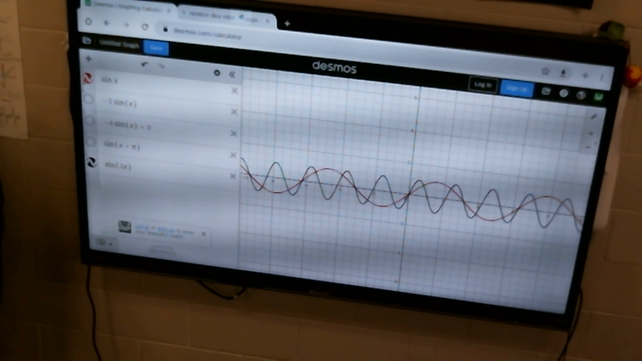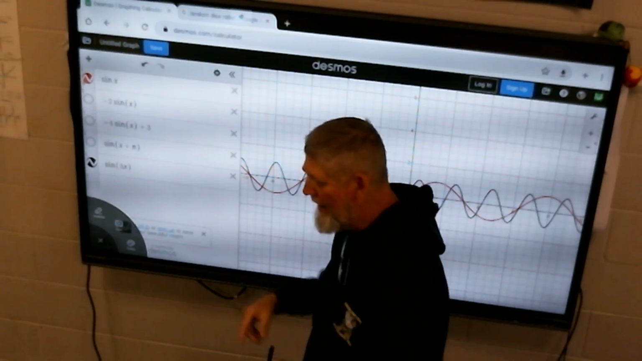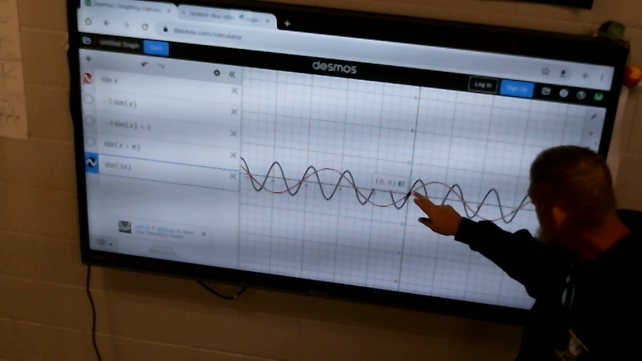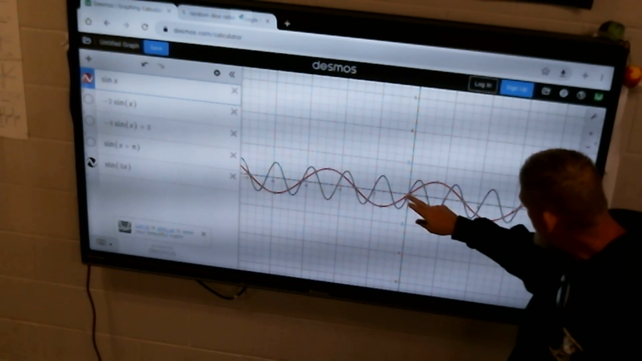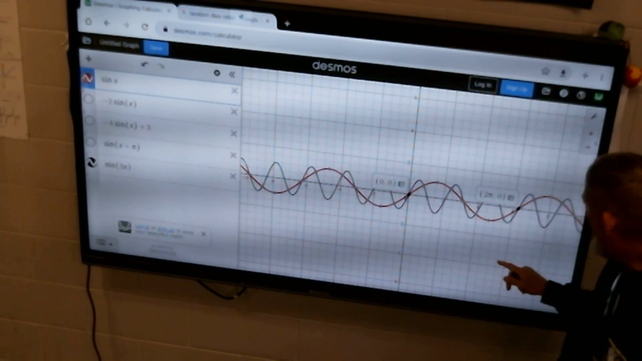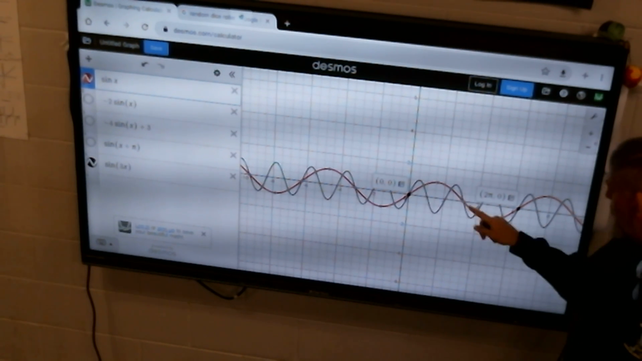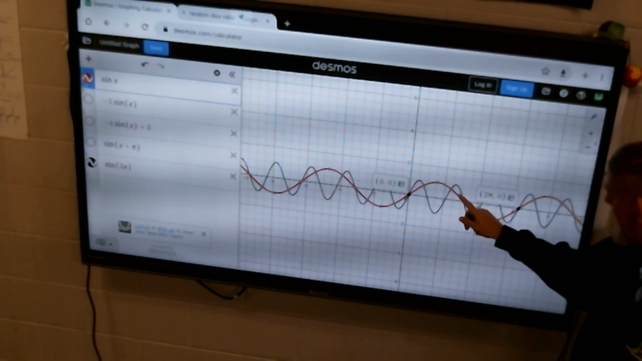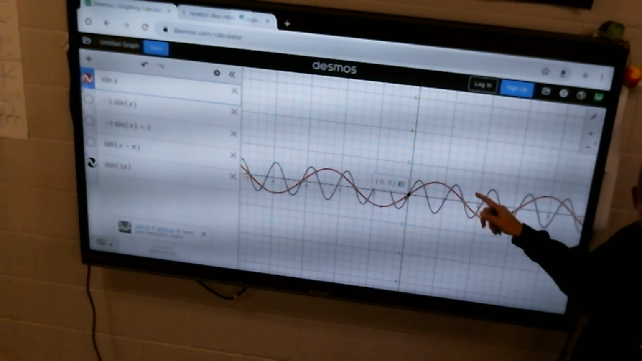What does the 3 actually mean? That's what I want to get across today before we leave. What does that 3 right there actually mean? If you look at the graph, let's go with the red one. With the red one, I go from 0 to 2 pi, and I've done 1 period. I've gone from 0 to max, 0 to min, 0. I've done 1 period, right?